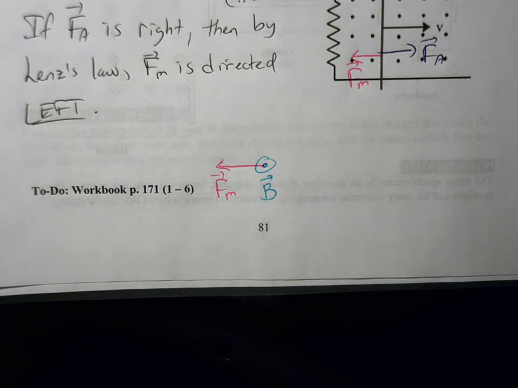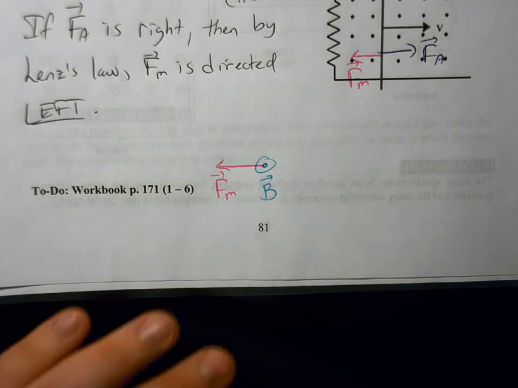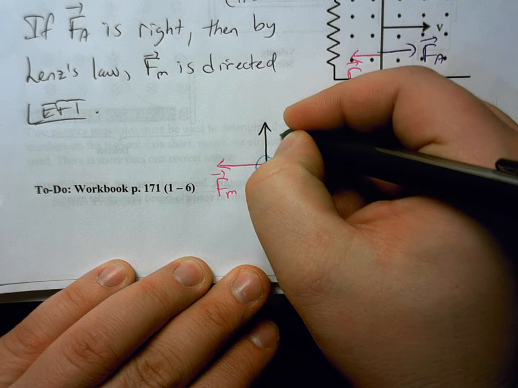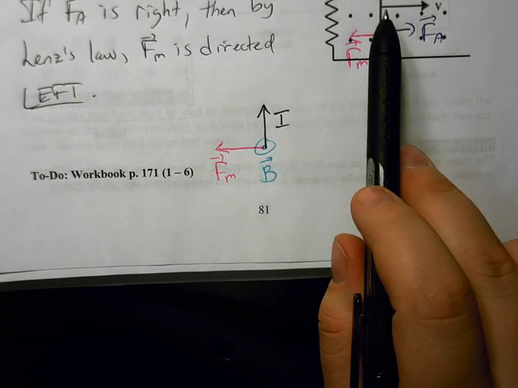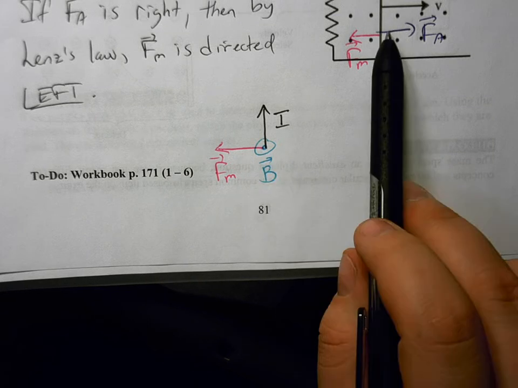We have to configure our hand in such a way that the open palm is pointing towards the left and your four fingers are pointing out towards you. Well, the only way to have that kind of situation is if your thumb is pointing upwards. So if your thumb is pointing upwards, your fingers are pointing out, your palm should be pointing to the left. This is going to give us the direction of the current. So in this wire, the induced current is going to flow up in this wire.